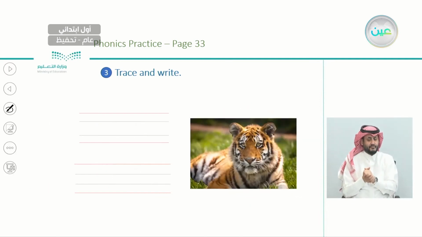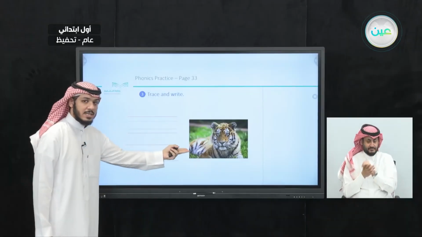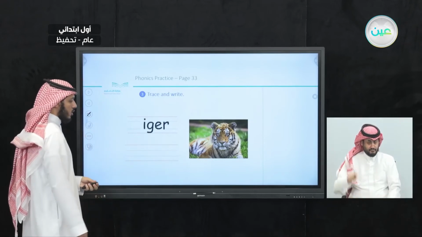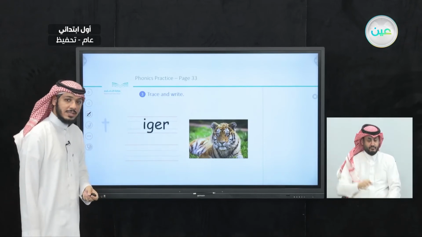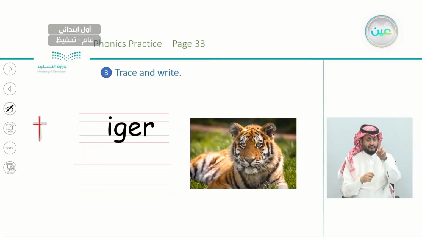Yes, we have T. Okay, can you tell me what is this animal? Yes, he's scary. He might eat something. So can you tell me what is this? Tiger. Excellent. We have tiger. So it starts with the letter T. This is T in small form, and it starts from number 1 to number 3.